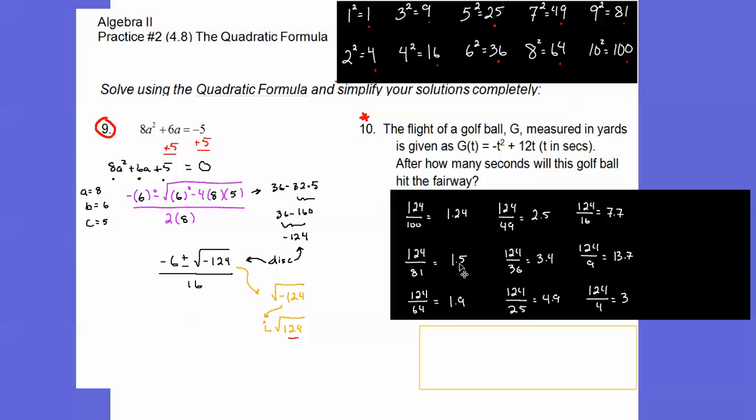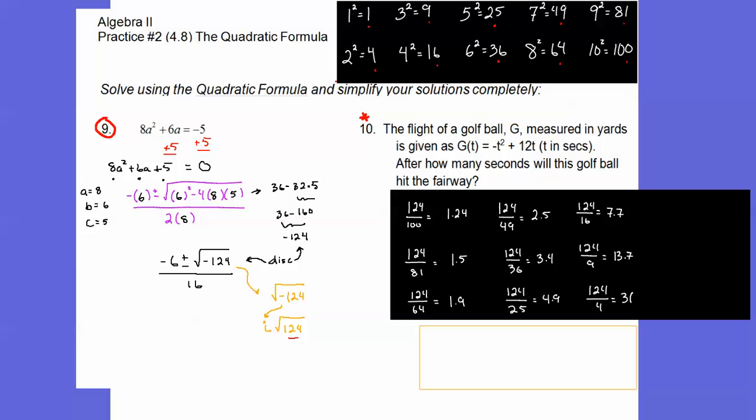Divided by 81, I get 1.5. Divided by 64, 1.9. None of these are whole numbers. I'm looking for a whole number. Divide by 49 gives you 2.5. 36 doesn't work. 25 doesn't work. 16, 9, 4 finally works. So we know that 4, when it divides into 124, produces 31.